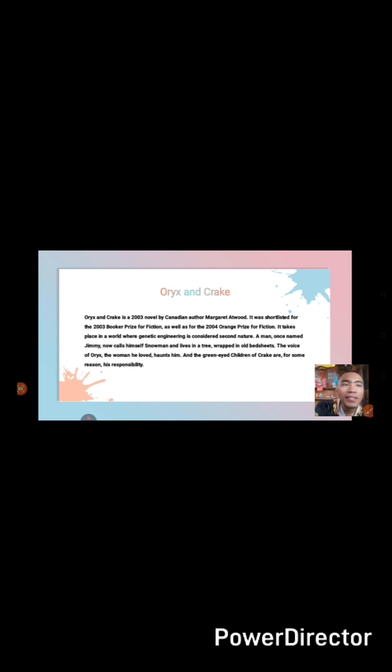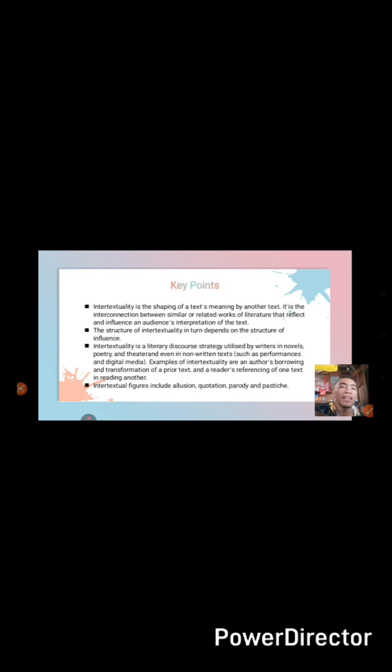A man once named Jimmy now calls himself Snowman and lives in a tree wrapped in old bedsheets. The voice of Oryx, the woman he loved, haunts him, and the green-eyed children of Crake are for some reason his responsibility. And that's all for my report.